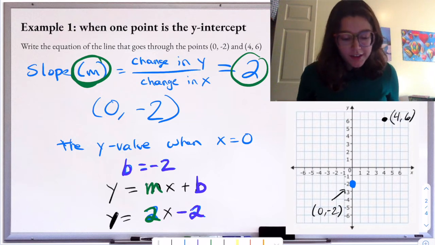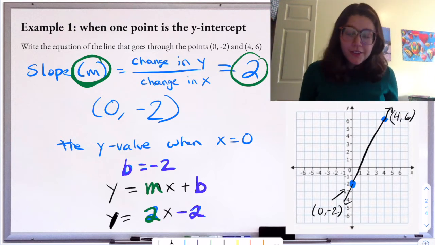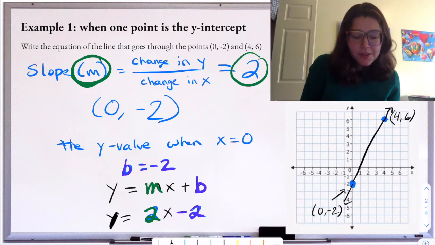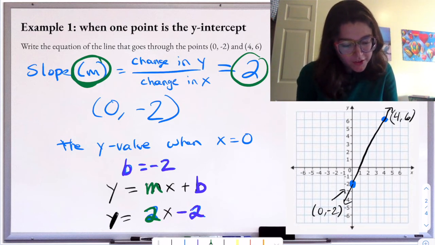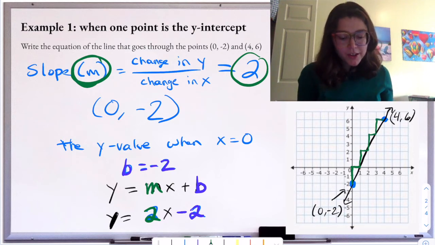I can draw a line that connects the points, and I will see that I have a line, just like we said I would, with a y-intercept of -2 and a slope of +2. When I go up 2, I go right 1, up 2, right 1, up 2, right 1, and up 2, right 1. Thus a slope of 2, or 2/1.